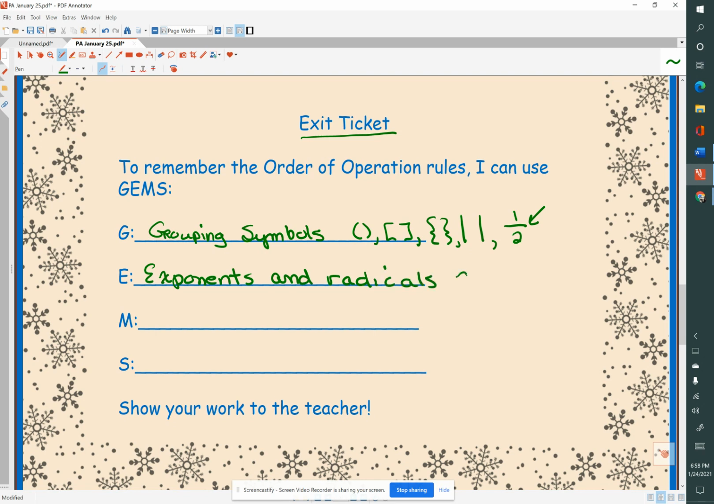Okay, so if I have 2 to the third power, there's our exponent, and there's our radical. Then multiplication and division. Over subtraction and addition.